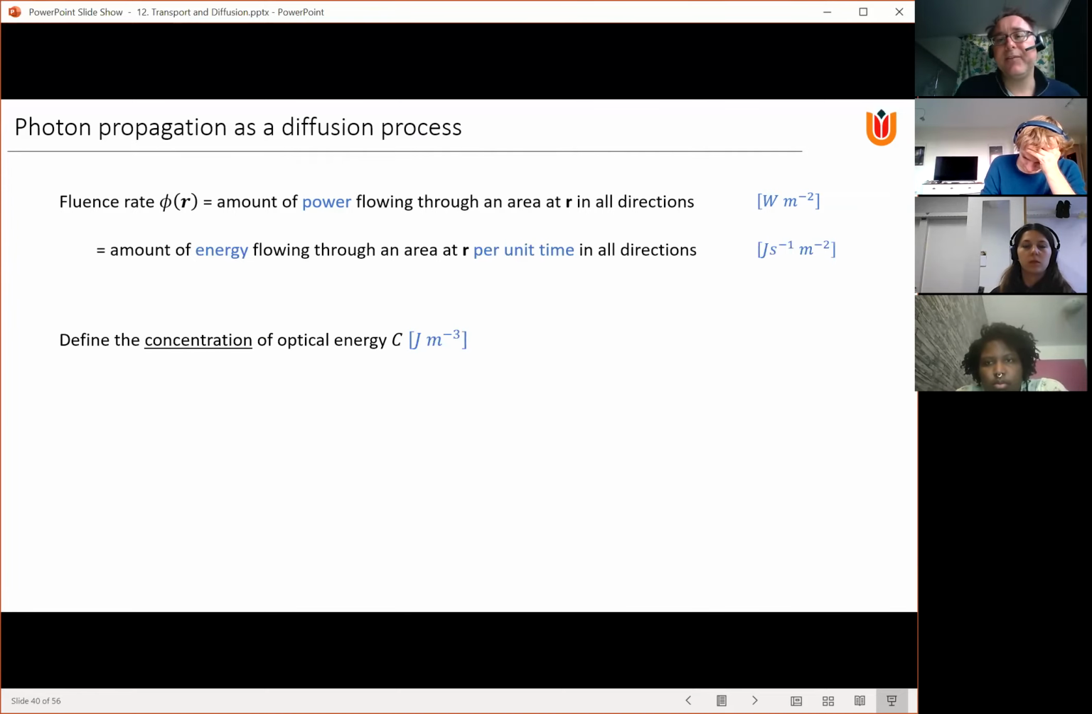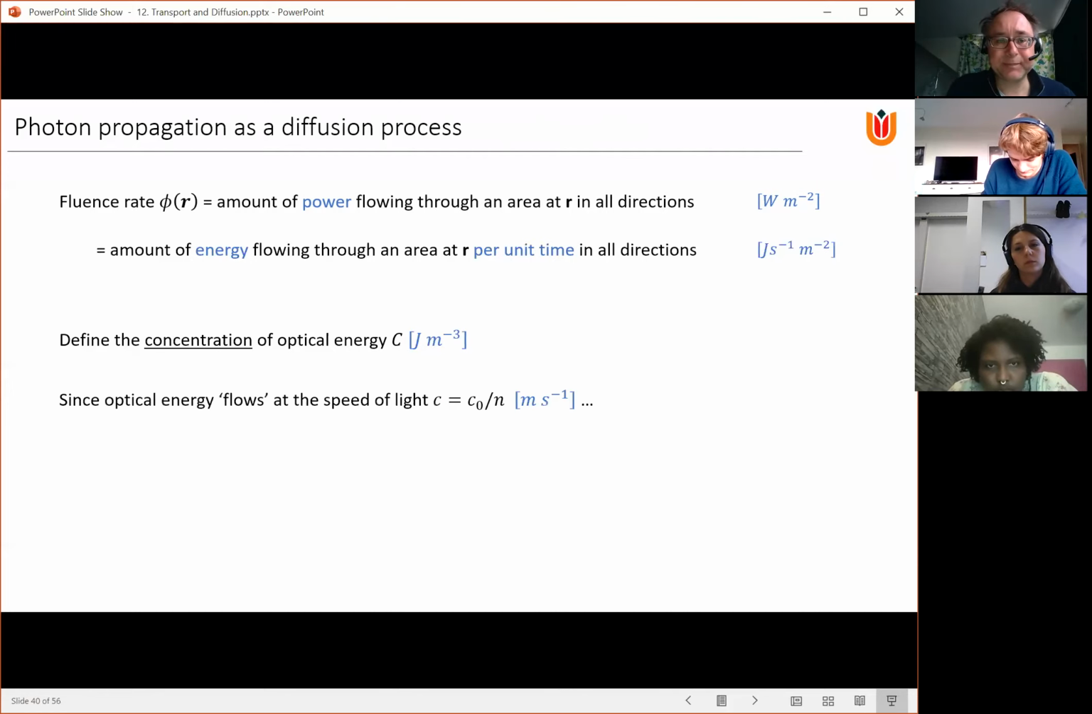So what we now can do is define a concentration gradient of optical energy. So a concentration of optical energy, that would be joules per cubic meter then. And now let's see if we can tie all these things together. First, the optical energy flows. It moves at the speed of light in the medium. So that is c, which is c0, the vacuum value, divided by the refractive index, which has units meters per second, of course.